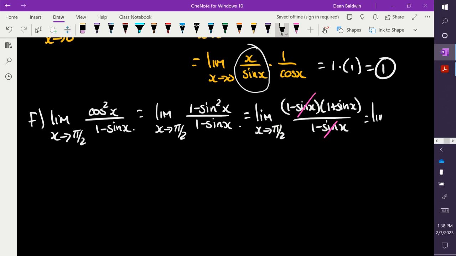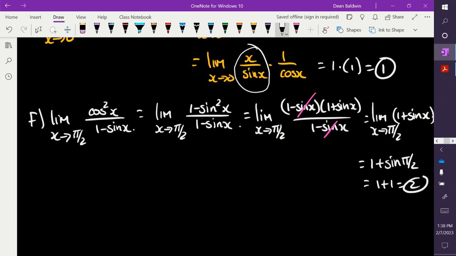And you're left with the limit as x goes to pi over 2 of 1 plus sine of x. You can plug in sine of 90 into that, right? So you plug in pi over 2, and I get 1 plus sine of pi over 2, which is 1. You get 1 plus 1 is 2. Different number.